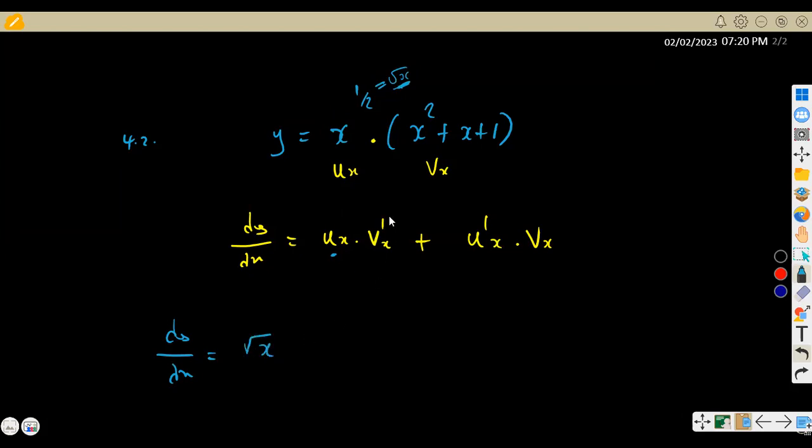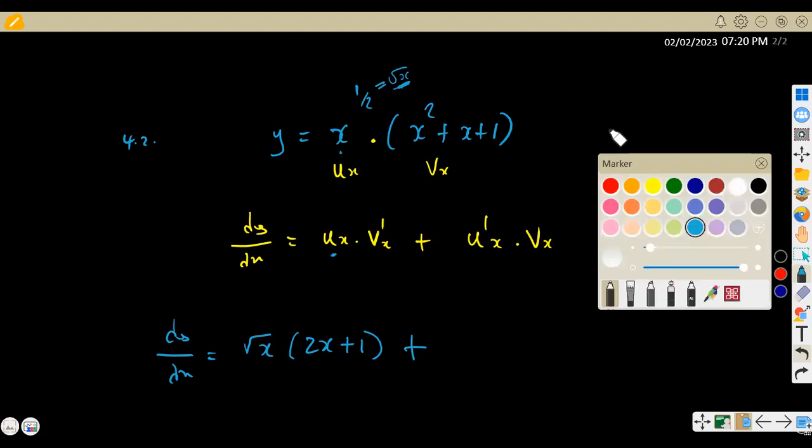Then the first derivative of v(x), that means we are finding the derivative of x squared, which is going to give us 2x, plus the derivative of x, which is a 1. The first derivative of a constant is 0. So that's what you're going to have here, plus the first derivative of u(x), of which our u is x to the exponent of a half.